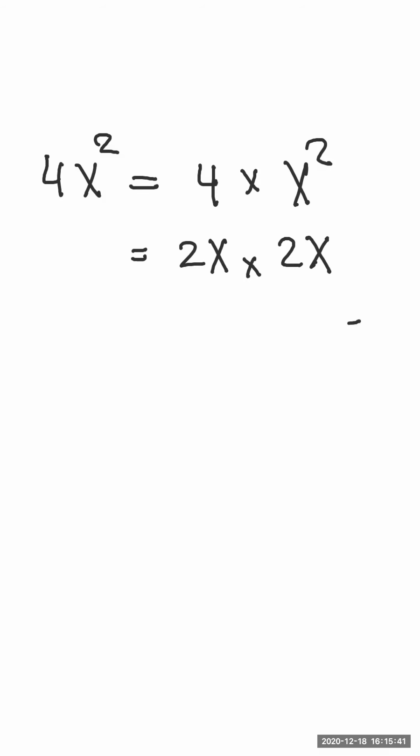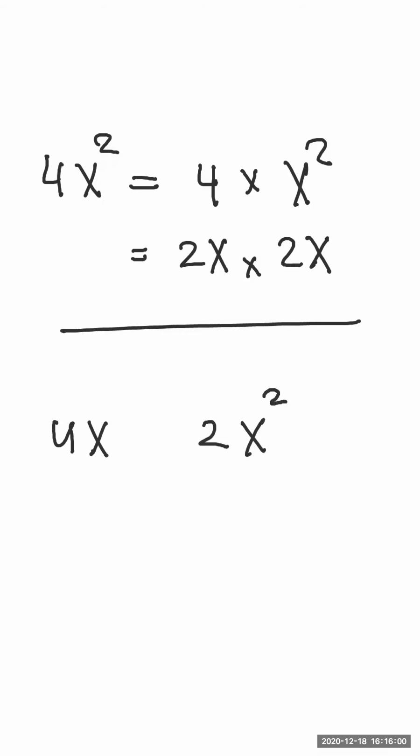The meaning of the common factor, guys: the common factor of two numbers is the number that divides each of the two numbers. Like this, if there is 4x and 2x squared, I'm going to check the coefficients first, 4 and 2. The common factor between 4 and 2 is 2, because both of them are divisible by 2. So this is the meaning of the common factor.